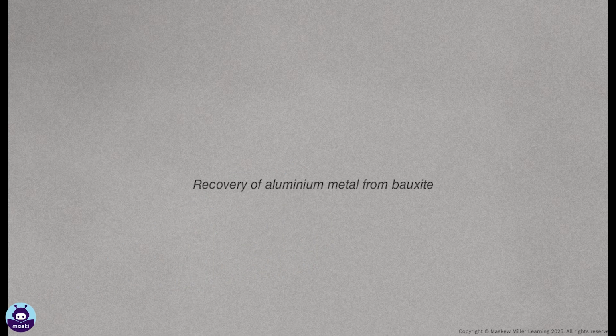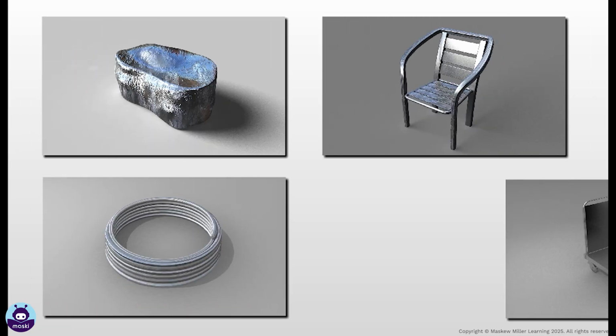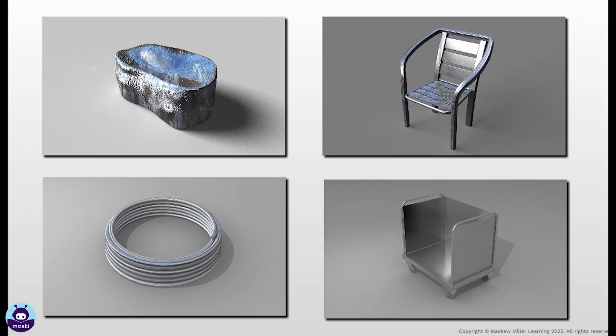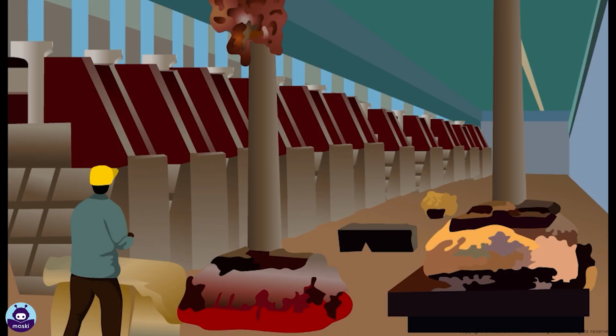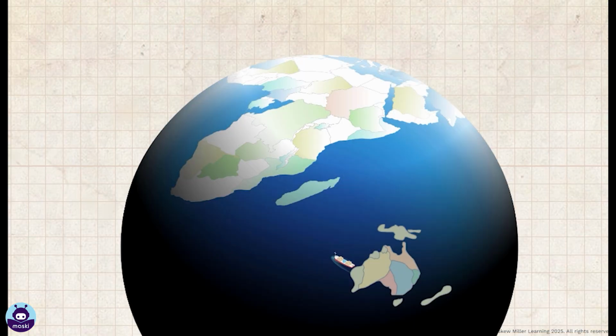Recovery of aluminium metal from bauxite. Aluminium is a very useful metal and has several applications due to its lightweight and strength. South Africa produces aluminium using an electrolytic process. The ore of aluminium is bauxite, which is not available in South Africa and is imported from Australia.